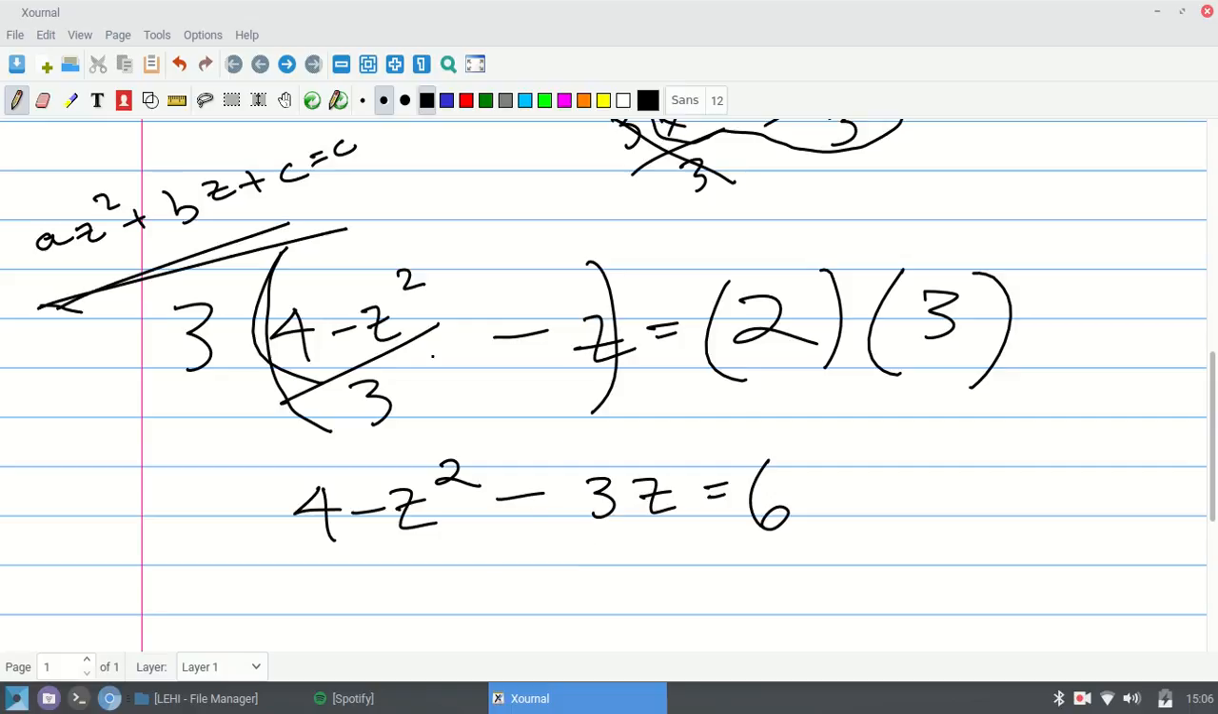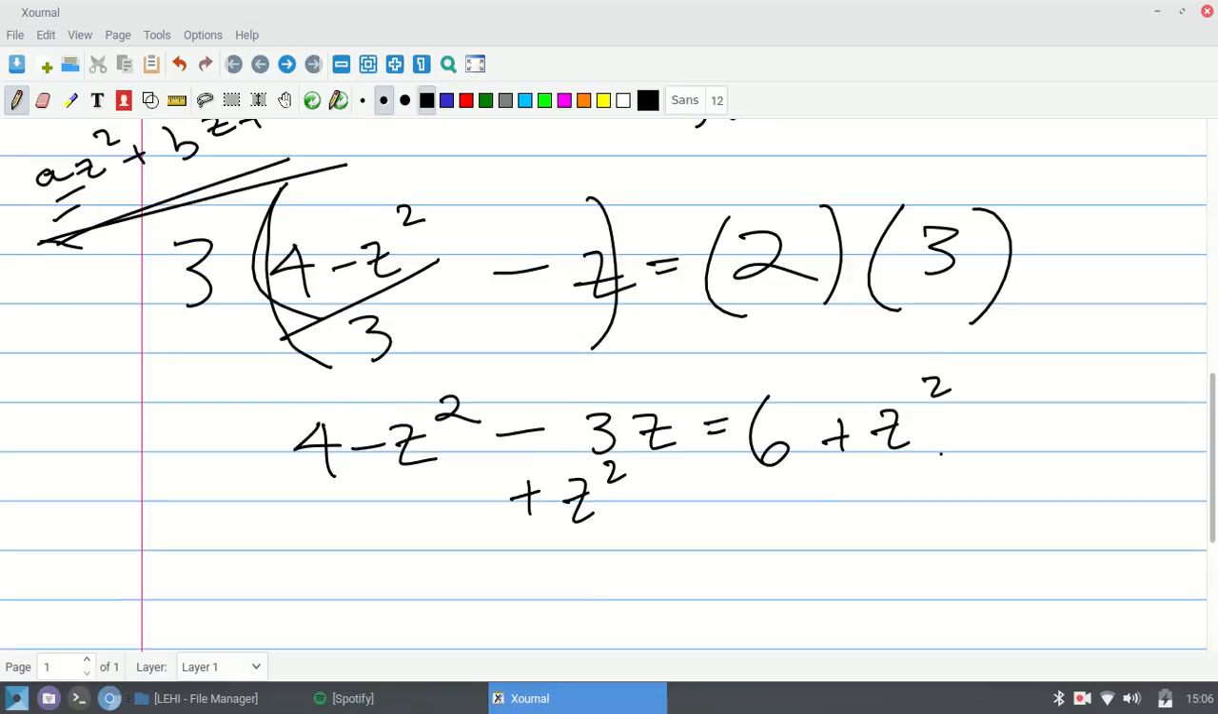Great. So next, I want my z squared term, this a, to be positive. That's what I like. It's your preference. If you like a negative, you can just do that, no problem, but I like my a's to be positive. So what I'm going to do is add z squared to both sides, so I kill this with that.